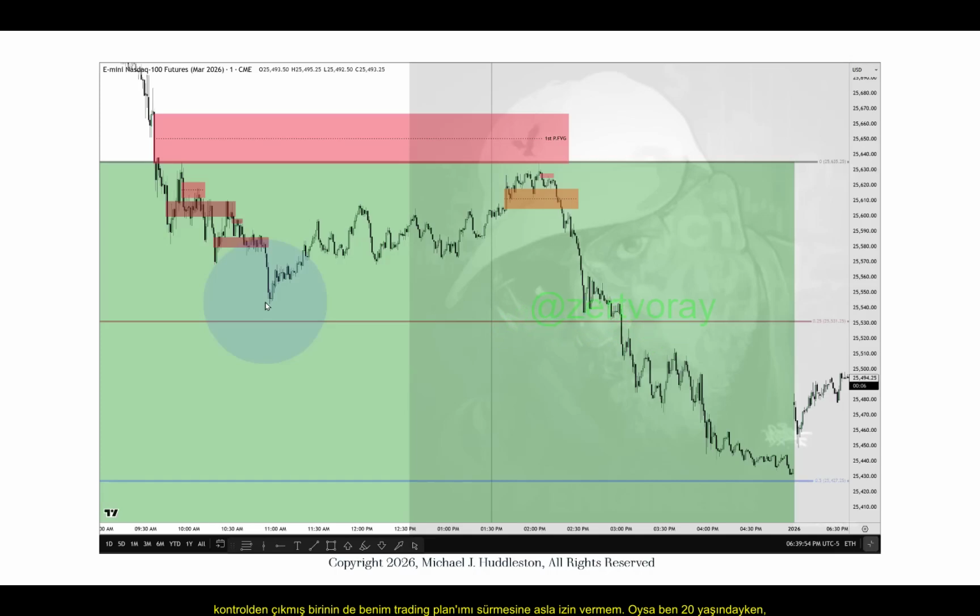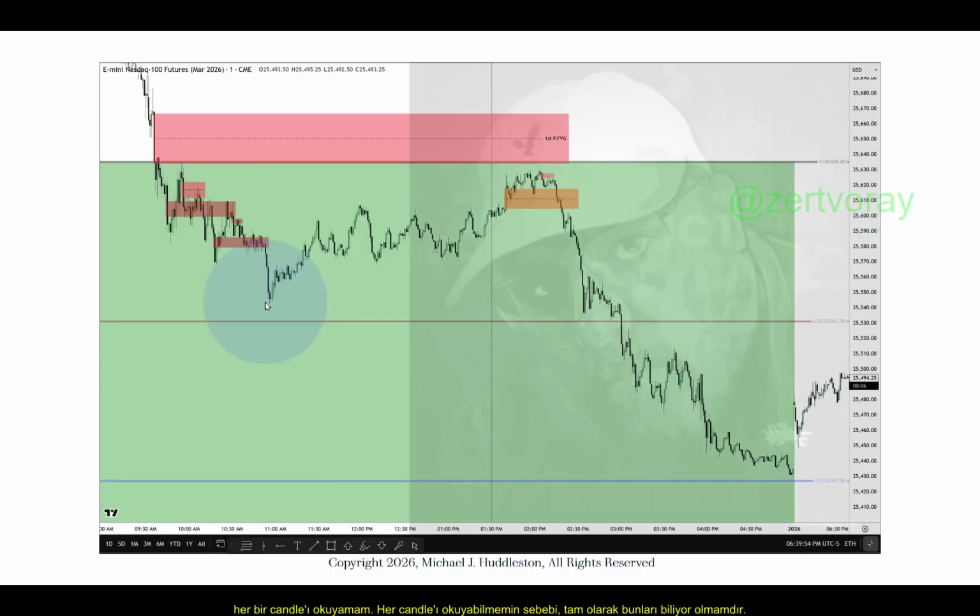If I'm going to be in the marketplace, I'm driving it. I'm the one doing it. I would never own a car that drives itself, and I would never let someone that's out of control drive my trading plan. And that is what I was at 20 years old. Trading plans and trading models were an alien concept to me then. Now it's all I consider.